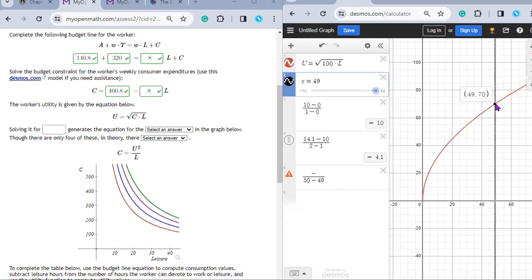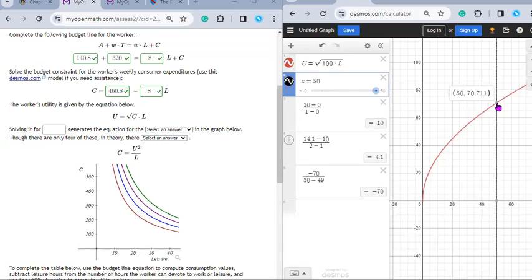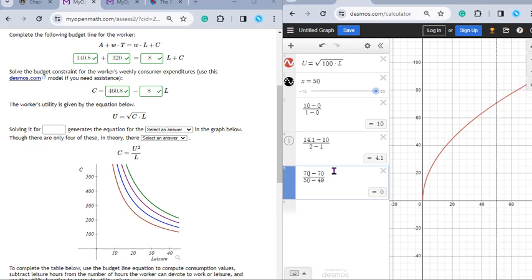Okay, when leisure in this case is 49, utility is 70, right? It will increase this to 50. All right, so what happened to utility when we increase it from 49 to 50? Well, utility ends up being 70.7, right?